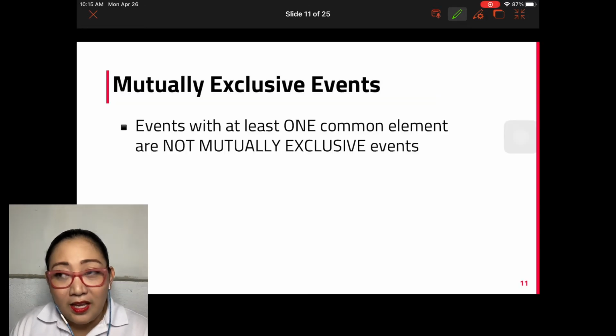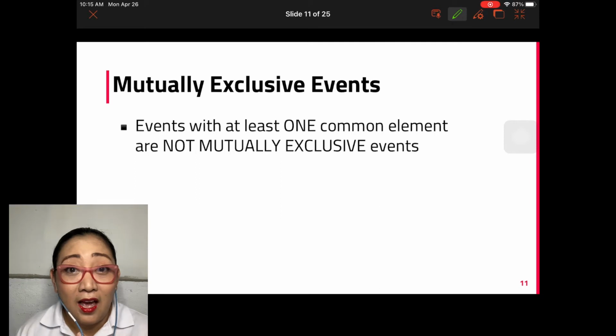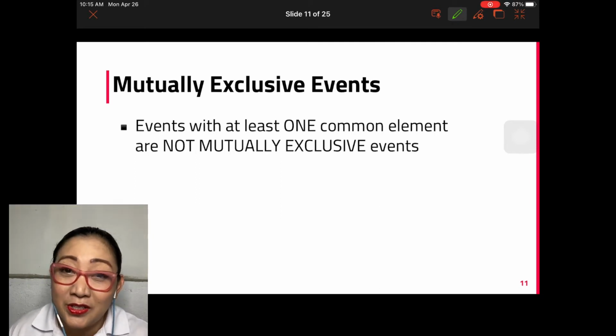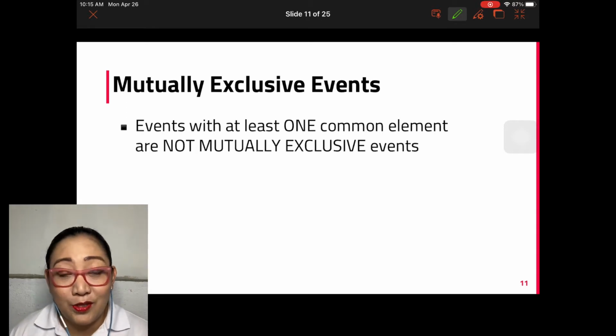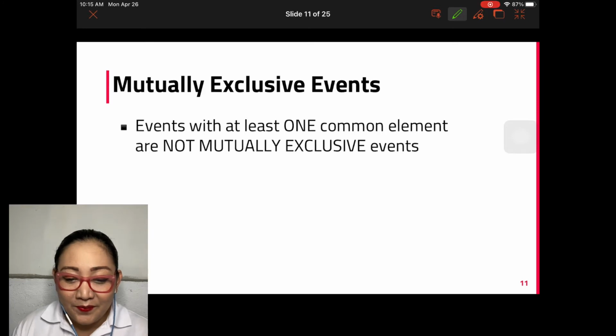Now, if you have events naman that have a common element or have an intersection, hindi zero yung intersection nila, then those are what you call not mutually exclusive events. Okay? Now let's move on.